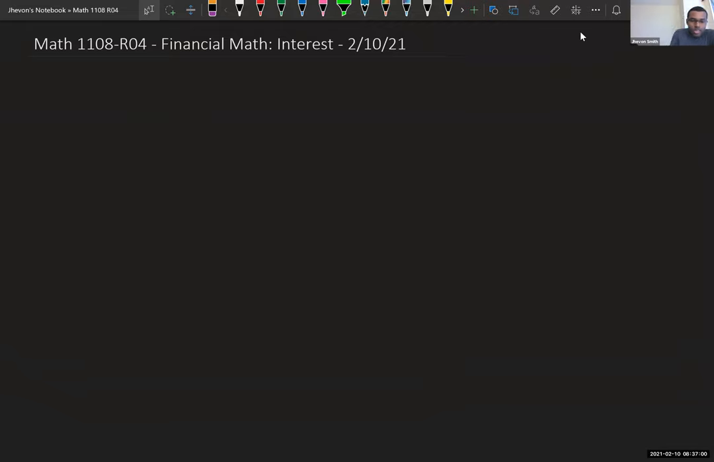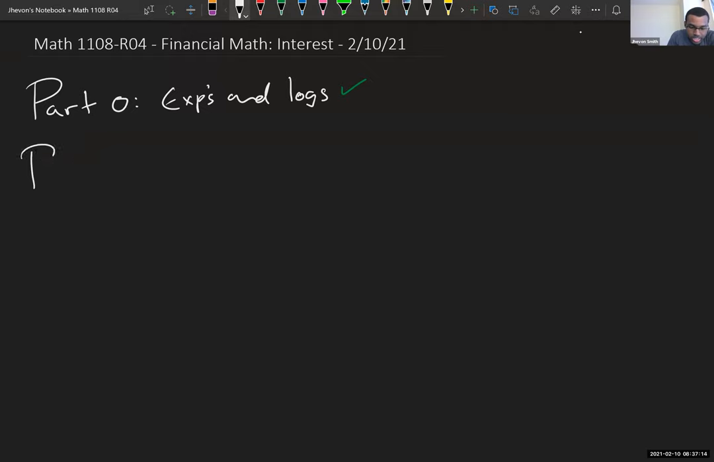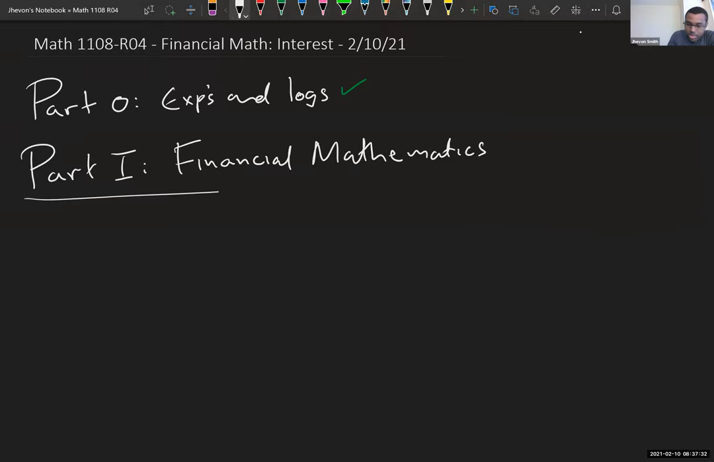So we're done with part zero, where we talk about exponentials and logs. Okay, so that's done. Now let's start the official part one of the class, financial mathematics. Part two, I think, is going to be linear programming, which in itself is super important, but we're going to do just the very basics. It's going to seem like one of those things. I'll talk about it when we get there. How about that? And we are going to start talking about interest.